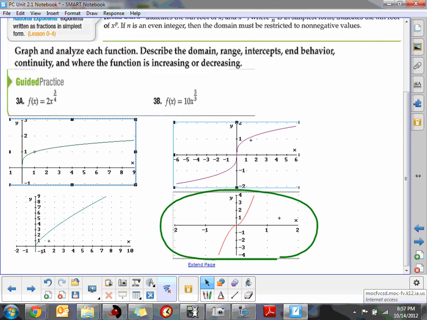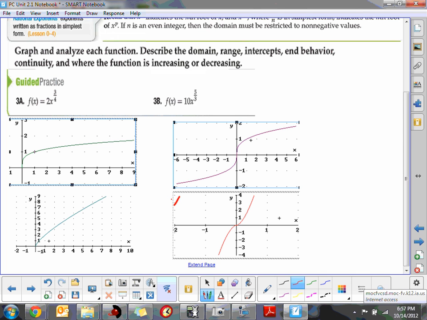We know we're going to have either this half of a graph for our even roots, and then the full graph if it's an odd one. They want us to list the domain and range, so let's talk about this graph's domain and range.